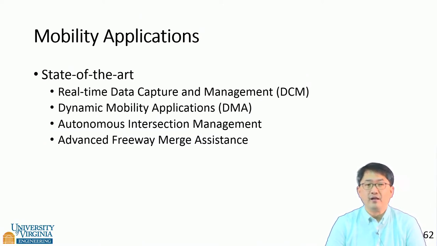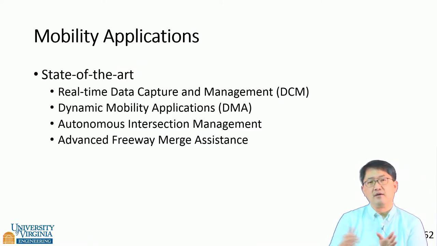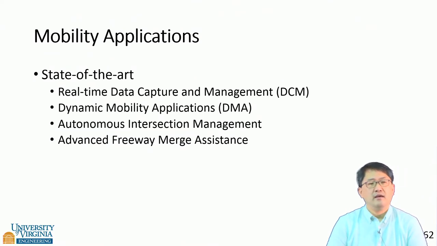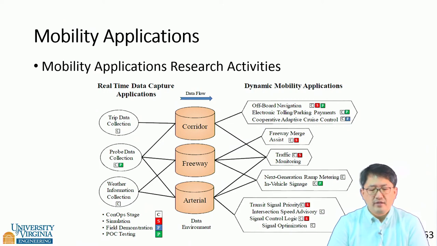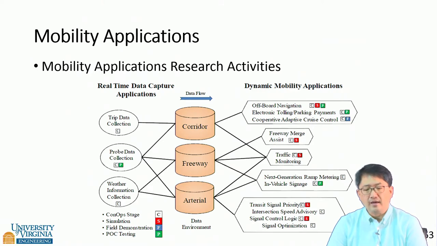AIM is a very well researched area, interesting enough. AIM means that at the intersection, you don't use a traffic light, and cars just fly through, which has huge efficiency. Another area is the freeway merge, which people are not comfortable with, especially when you don't have enough auxiliary lane. It's very difficult to merge in, and this technology might help. A lot of the mobility applications are based on arterial, freeway, and corridor levels, and require all these kinds of data, and we have many, many applications. We'll probably talk about that.